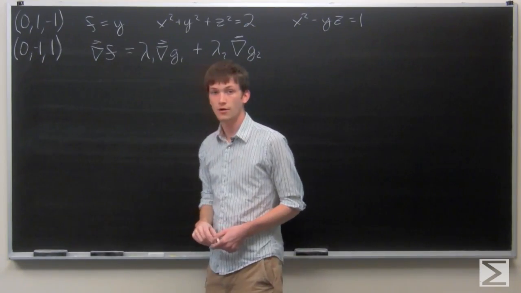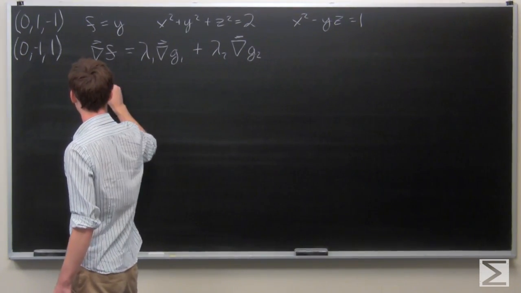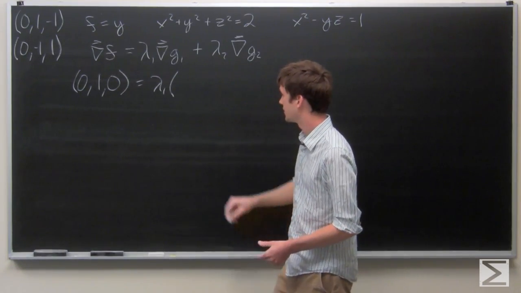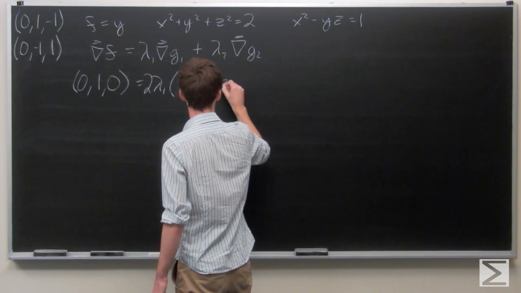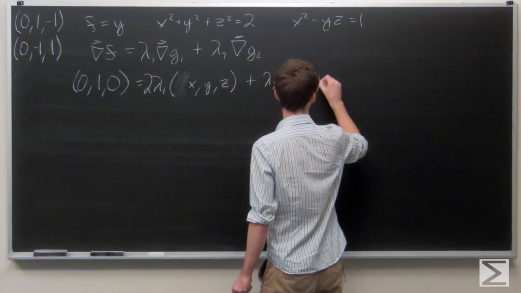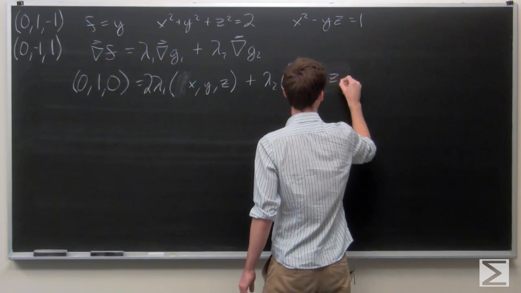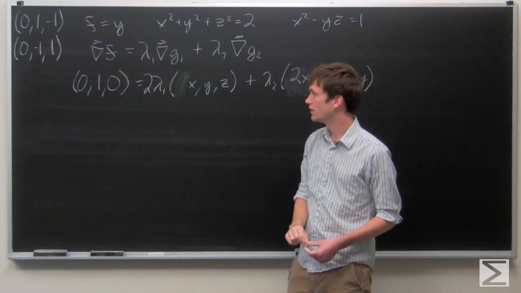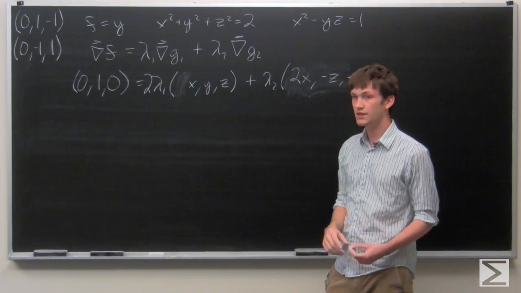Okay, so we already have calculated our gradients of g1 and g2. We need to calculate the gradient of f, which is easy, 0, 1, 0. And that's equal to lambda 1 times our gradient of g1, which is... Okay, so we have our equation. We have 0, 1, 0 is equal to negative 2 lambda 1 times x, y, z plus lambda 2 times 2x, comma, negative z, comma, negative y.